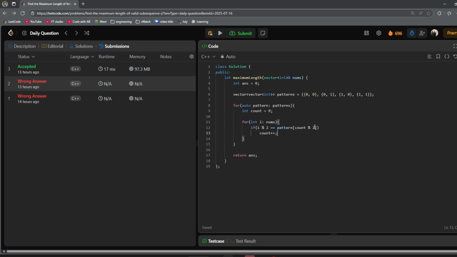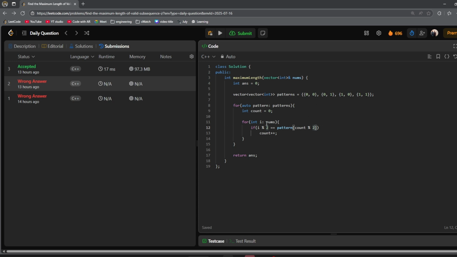Now you see, why have I done count mod 2 over here is because let's say that I'm looking for an even number, I get an even number, I increment my count, right? Count becomes equal to 1. Then I'm going to again see an even number and match it with this particular 0. Then when I increment my count, it becomes 2. So 2 mod 2 is going to be 0. So the next comparison is going to be with this one.